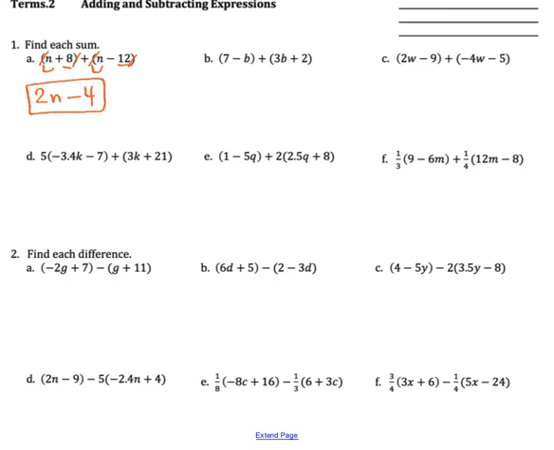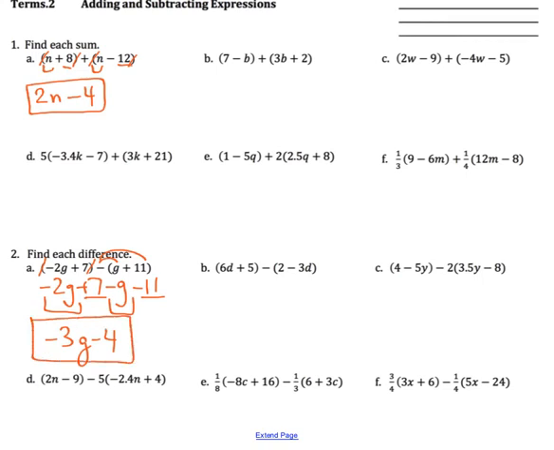Okay, number 2, we're going to find the difference. So same process here. There's nothing to distribute on this first set of parentheses, but since I'm subtracting, I need to add the opposite here. So I'm going to copy down the first set of parentheses and then change the signs inside the second set. So the opposite of g and the opposite of 11. So minus g minus 11. Then I go to add like terms. Negative 2g and negative g make negative 3g. 7 and negative 11 make negative 4. So I get negative 3g minus 4 is the answer on 2a.